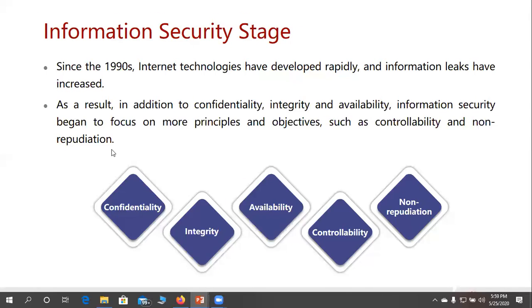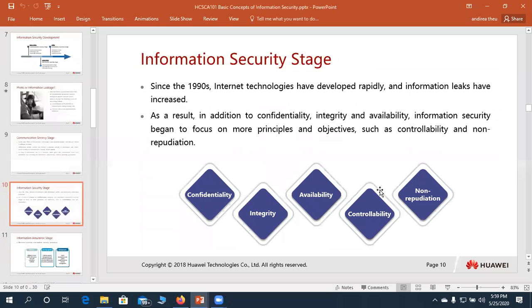Non-repudiation is a situation where the sender cannot deny that he is the one sending the information. So you can see more principles and objectives were added. At first we had confidentiality, integrity, and availability, and then to this was added controllability and non-repudiation.